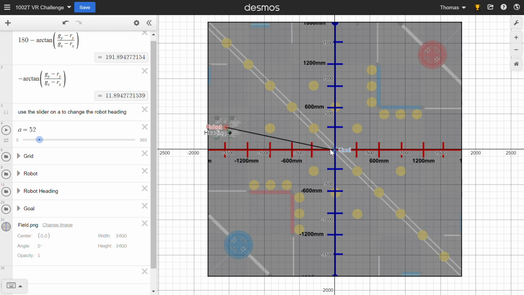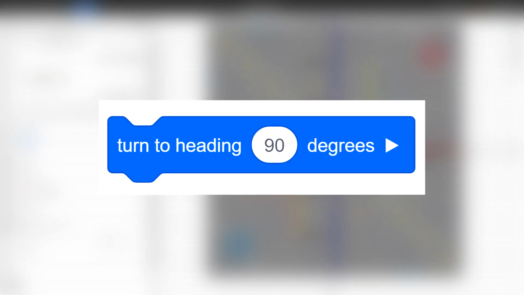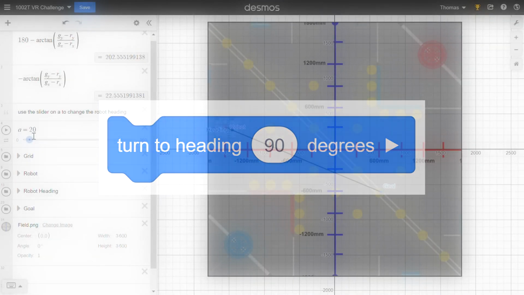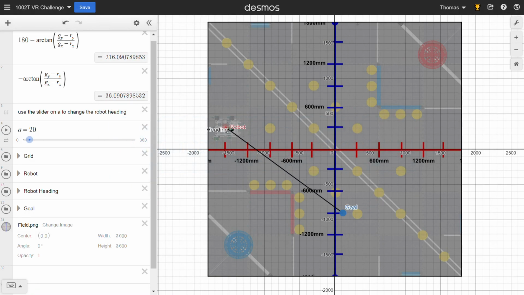Using the graphing calculator Desmos, I created a representation of the field to help me visualize how I would get the robot to face the right way. Using the turn to heading command and setting the intake as the front of the robot, I worked out 0 degrees was at the positive end of the x-axis and rotated clockwise as the degrees were increased. I created a point that would act as the robot's heading. This would be useful in figuring out how the robot's heading relates to the inverse tangent.